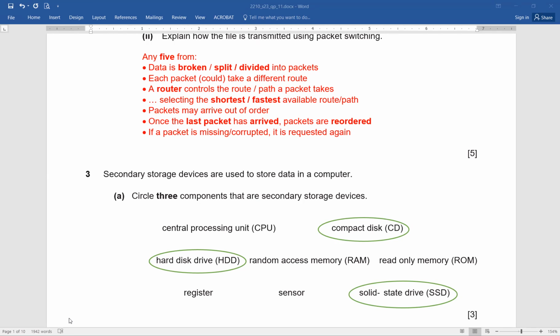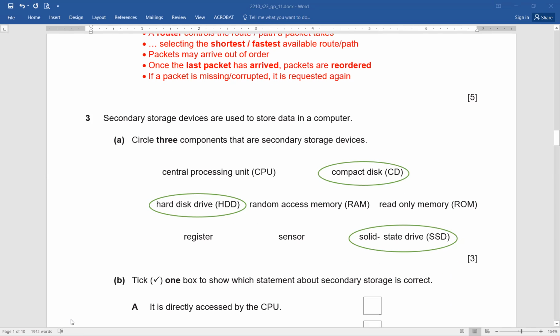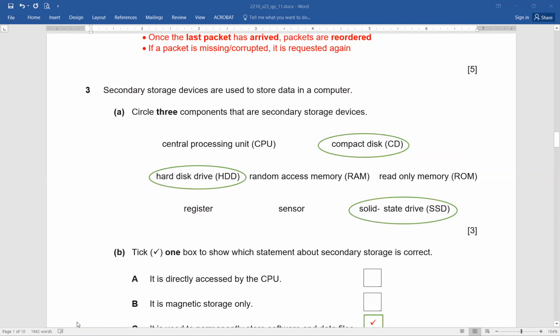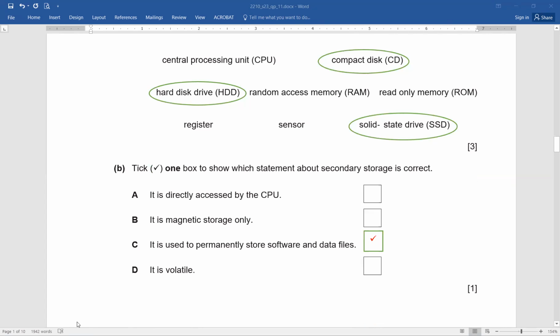Definitely, secondary storage is not ROM. Secondary storage is not RAM. And definitely sensors and registers are completely out of question along with CPU. So it was such an easy question, and here you can score so easily 3 out of 3. Okay. So till now, the questions are very easy.